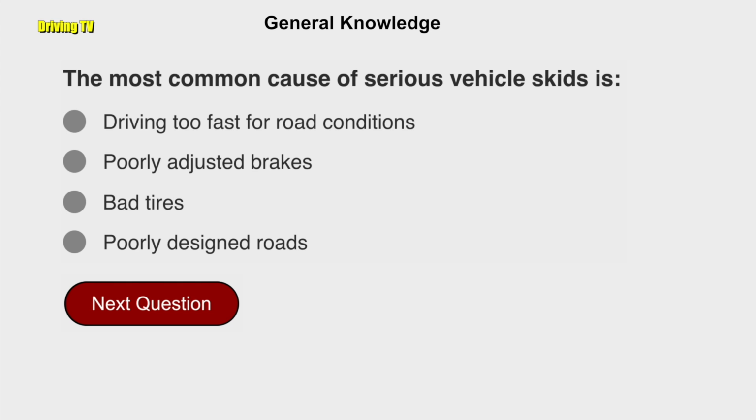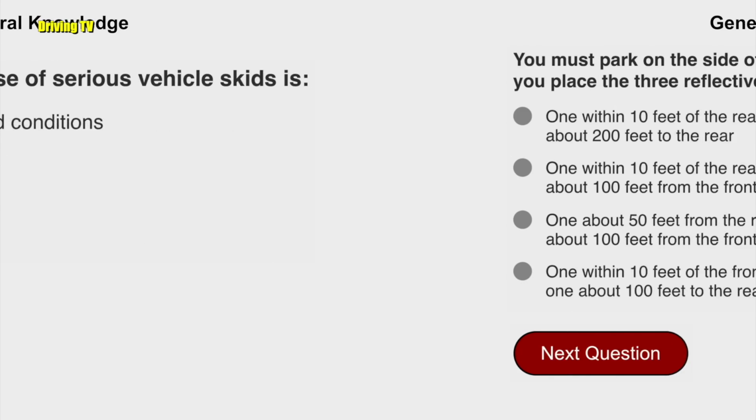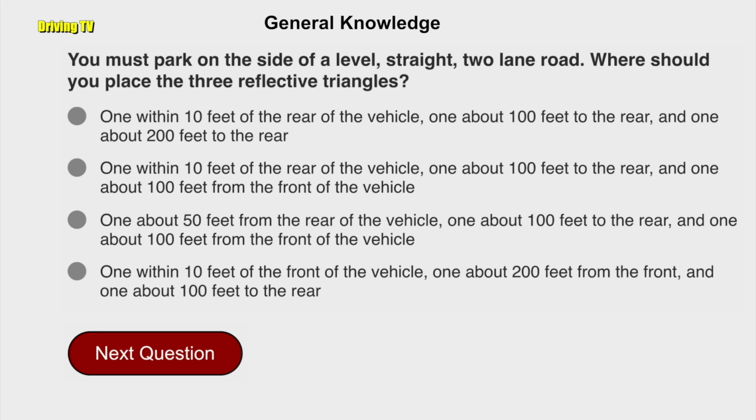The most common cause of serious vehicle skids is driving too fast for road conditions. You must park on the side of a level, straight 2-lane road. Where should you place the 3 reflective triangles? 1 within 10 feet of the rear of the vehicle, 1 about 100 feet to the rear, and 1 about 100 feet from the front of the vehicle.